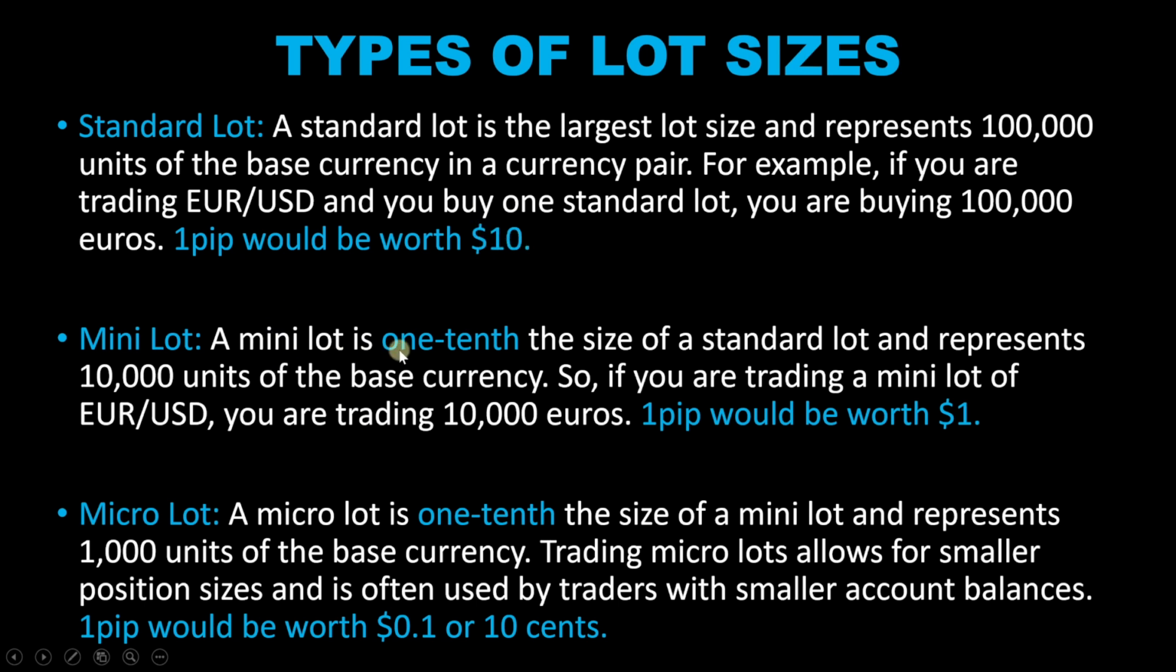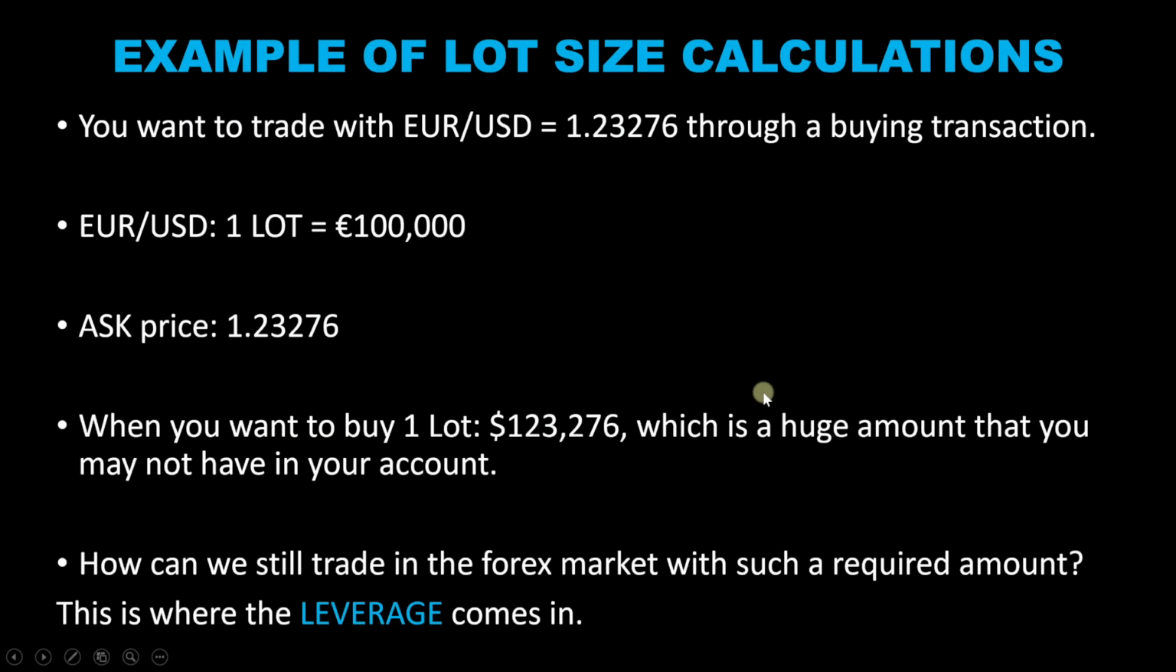So a mini lot is 1/10 the size of a standard lot and represents 10,000 units of the base currency. So if you're trading a mini lot of Euro USD, then you're trading 10,000 euros. So one pip would be worth $1. And the same, a micro lot is 1/10 of a mini lot, and a mini lot is 1/10 of a standard lot, and 1/10 of this then becomes this, which is 1,000 units, which now the pip, 1 pip will now be worth this.